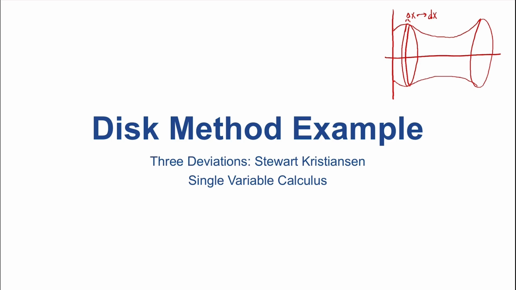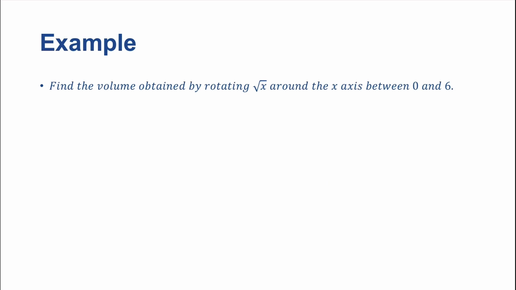So now that we've got that review covered, why don't we do an example? So this is going to be one that we couldn't do with an algebraic formula. So this is where it gets pretty important that we know how to deal with this. So we're going to be finding the volume obtained by rotating the square root of x around the x-axis between 0 and 6. All right.